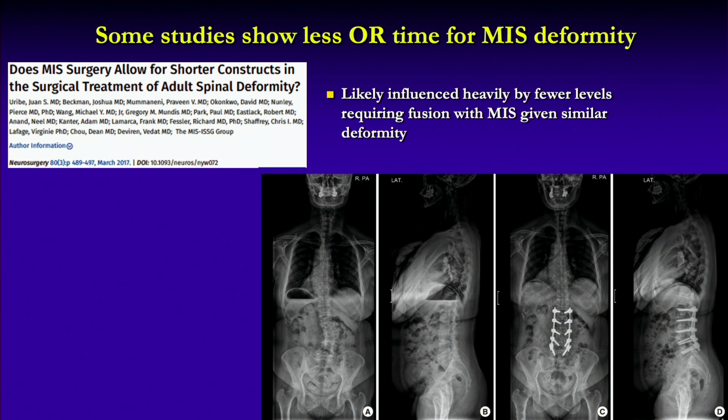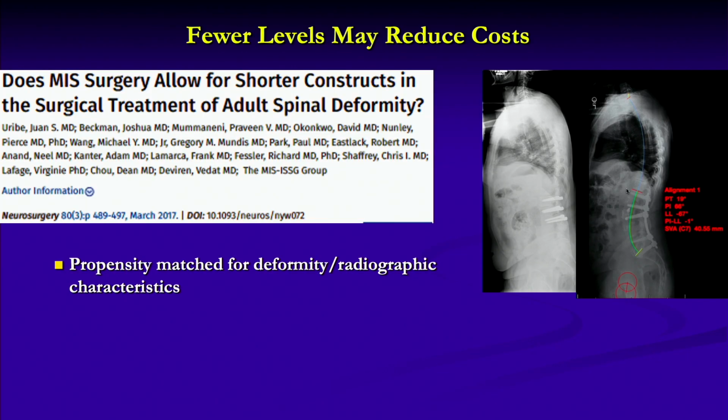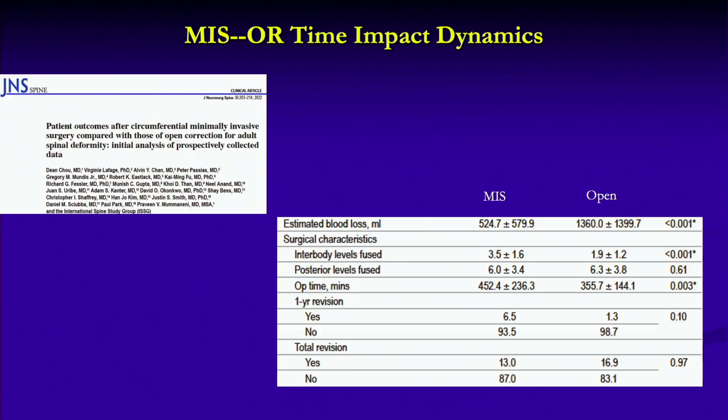As I mentioned, some studies show less OR time for MIS deformity. Really, that's probably a reflection of being able to tackle some of these deformities with fewer levels. When you propensity match in that way, it looks pretty good. However, if you look at a different sort of matching where you do similar number of levels, you do begin to see some attrition or worsening of those outcome variables.